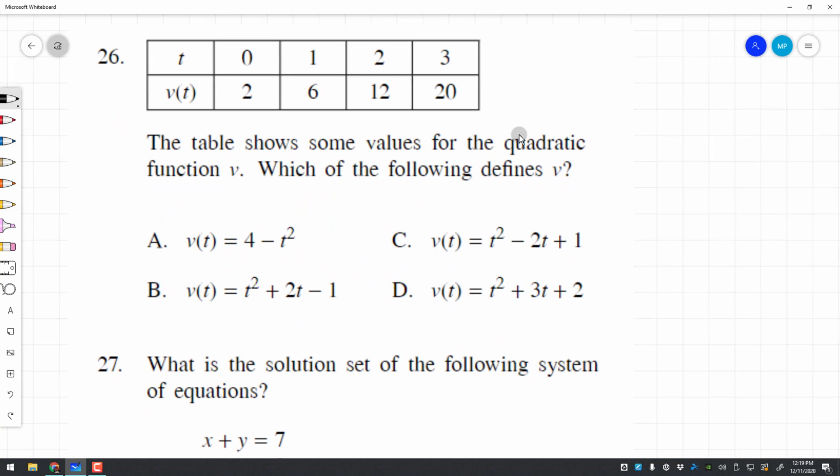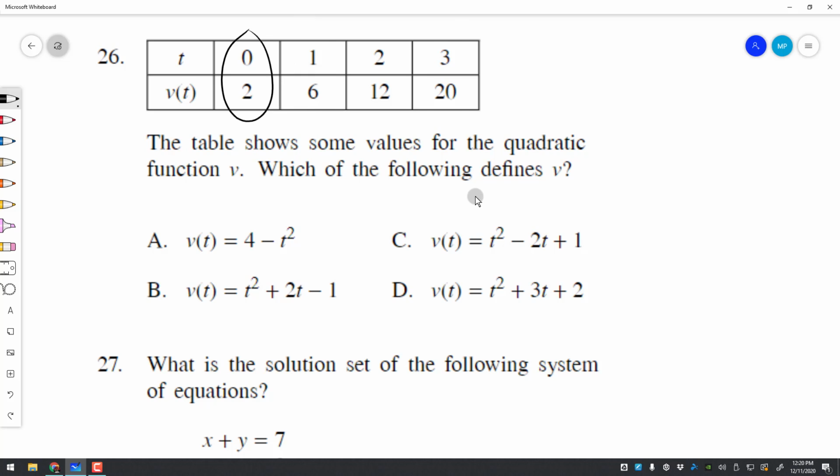26, kind of a funky question. All of these equations are parabolas. Which of the following is basically the correct parabola for this table? And so here's where we're going to kind of outsmart some of the test makers. Usually this point will work in a couple of them. Maybe even that point works in a couple of them. Maybe even that works in a couple of them.